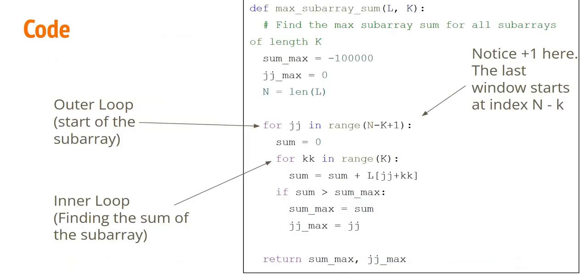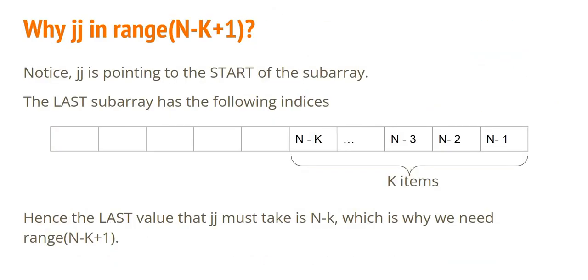Now, before we write this code, let's understand this a little bit more carefully. Why does jj go in range n minus k plus 1? So, for example, if k is 3, then it's basically n minus 2. Well, the reason is this. Remember, jj is pointing to the start of the subarray, which means that the last subarray I'm looking at must start at n minus k, which means the last value of jj must also be n minus k. Remember, the first value of jj is 0, then 1, then 2. The last value has to be n minus k, because there are k items in the subarray. Since the very last item of the list is n minus 1, remember indexing starts at 0, there have to be k items over here.